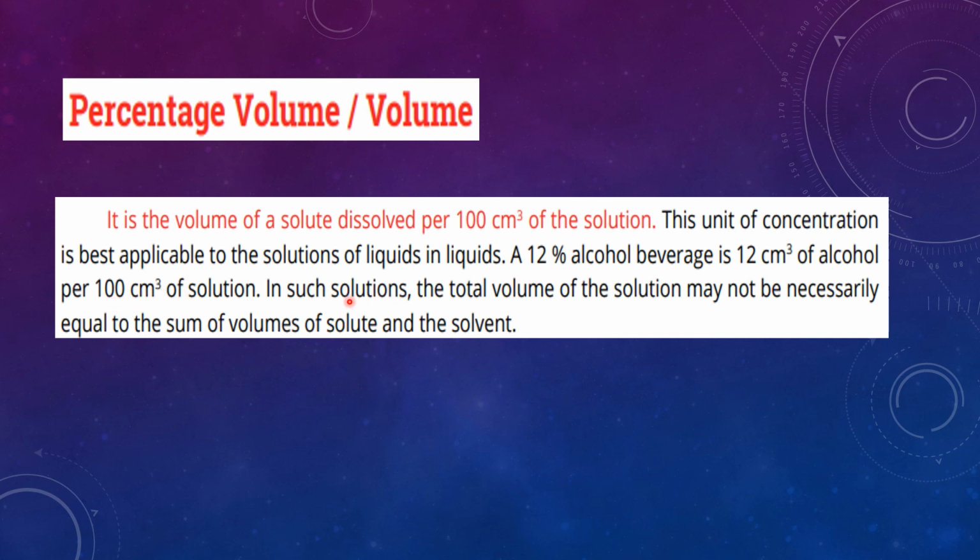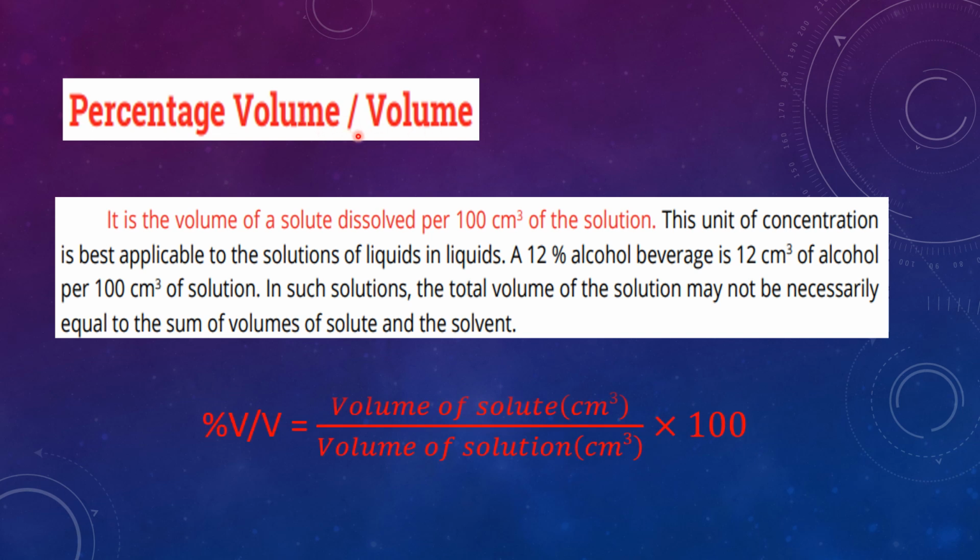But it is not necessary in all cases. In such solutions, the total volume of the solution may not necessarily be equal to the sum of the volume of the solute and solvent. It is not necessary that it is always equal to 100 cubic centimeter. We just take 12 cubic centimeter of the solute and dissolve it in 100 cubic centimeter of the solution. That will also be a volume by volume percent solution.